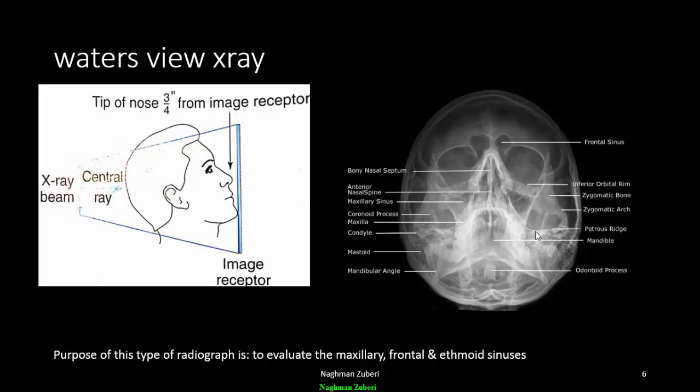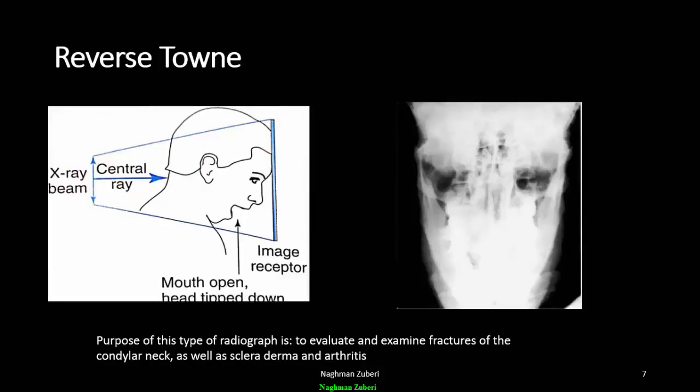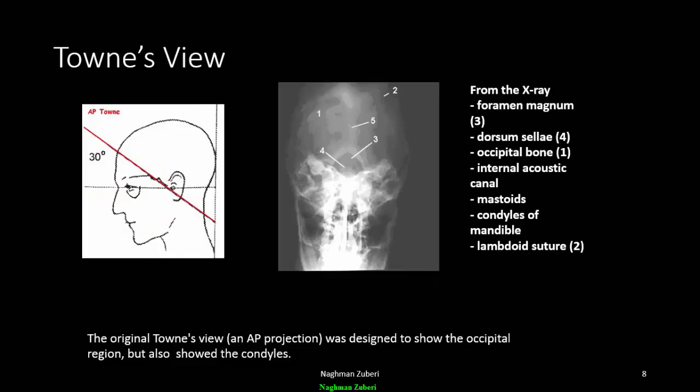This radiograph is also being used to evaluate the maxillary, frontal, and ethmoid sinuses. This is the reverse Towne's. Again, it is a posteroanterior radiograph. Patient is asked to stand with mouth open and head tipped down. Purpose of this radiograph is to evaluate and examine fractures of the condylar neck, as well as it is used for assessment of scleroderma and arthritis.